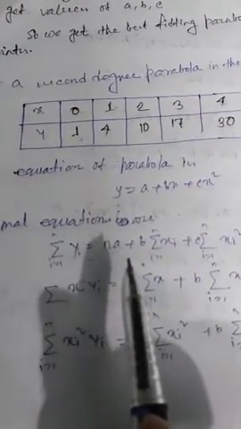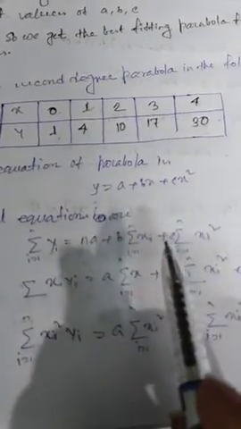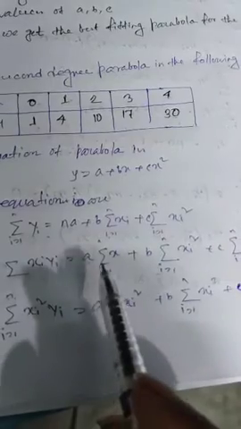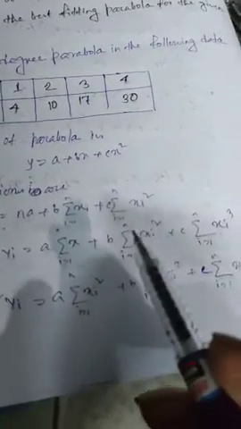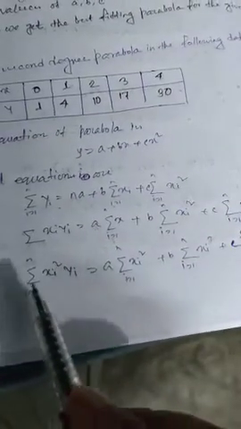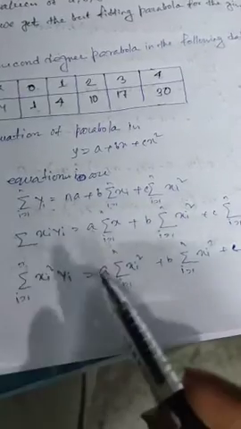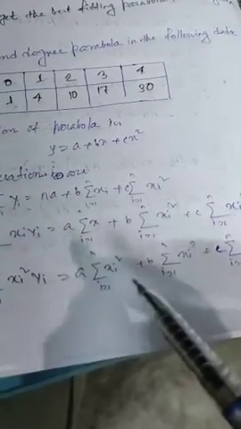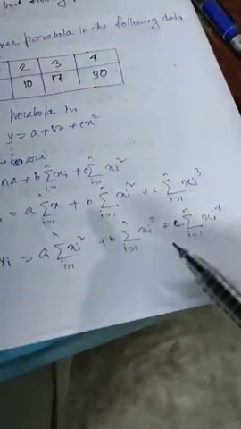The equation of the parabola is y equals a plus bx plus cx square, and we know that the normal equations are of the form: summation yi is equal to na plus b into summation xi plus c into summation xi square. Summation xi yi is equal to a into summation xi plus b into summation xi square plus c into summation xi cube. Summation xi square yi is equal to a into summation xi square plus b into summation xi cube plus c into summation xi to the power 4, where i is from 1 to 5.